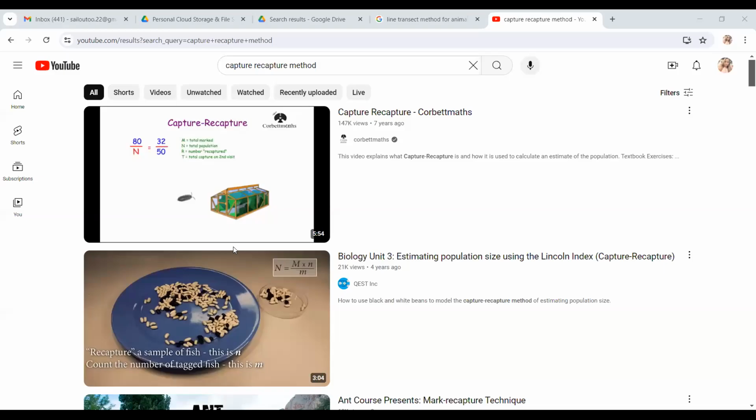A day or more later, a second sample is captured, marked, and counted as well. Then they're able to calculate it. The number of organisms in the first sample is multiplied by the number of organisms in the second sample and divided by the total number recaptured. I'm going to try and see if I can get a video with this one as well, to show you how this one is done. This one is also known as the Lincoln Index.